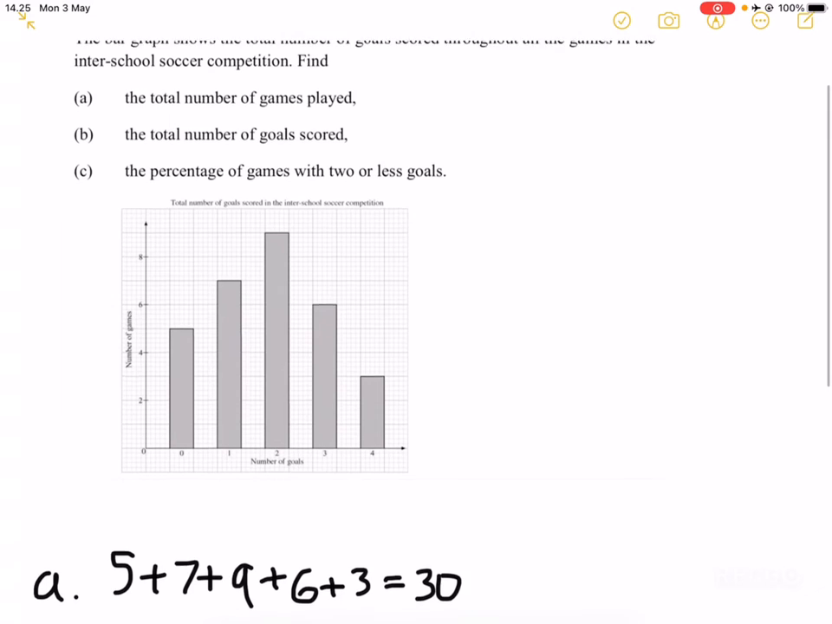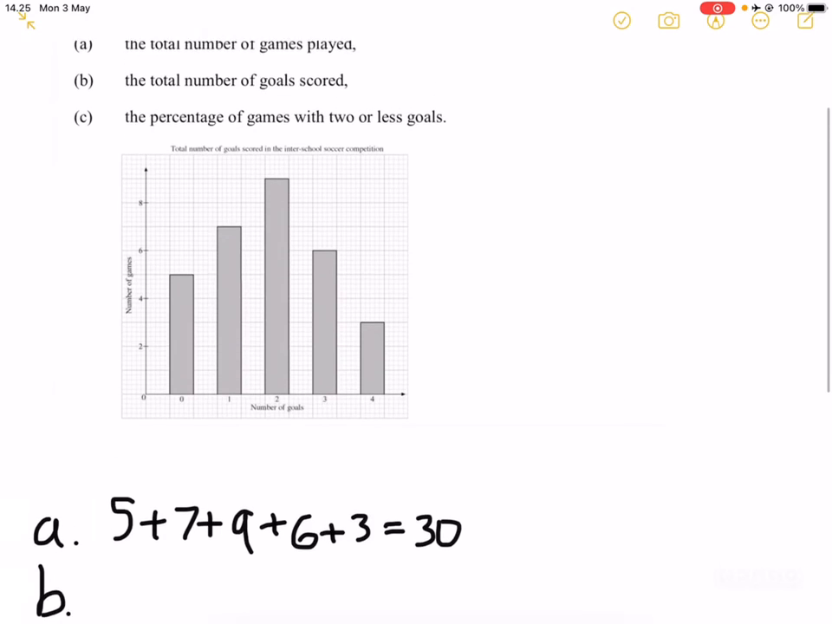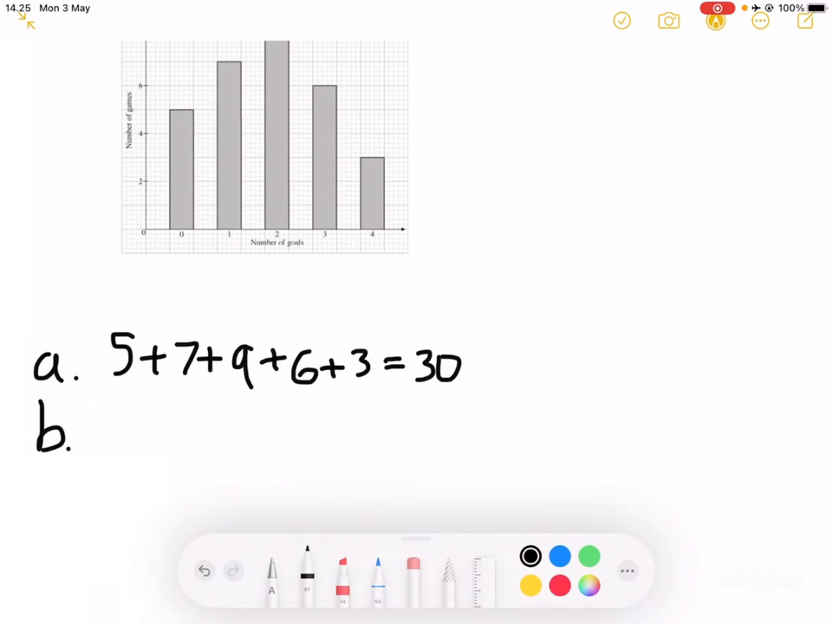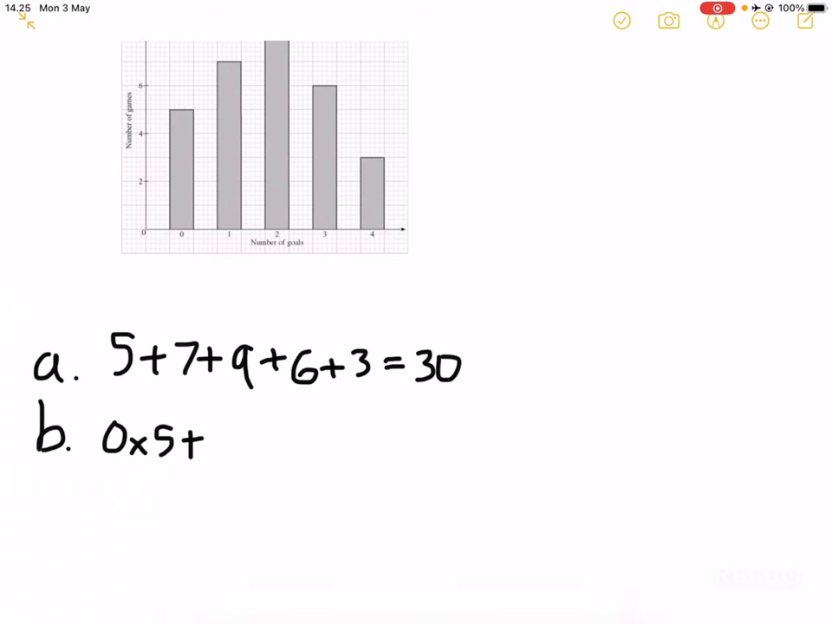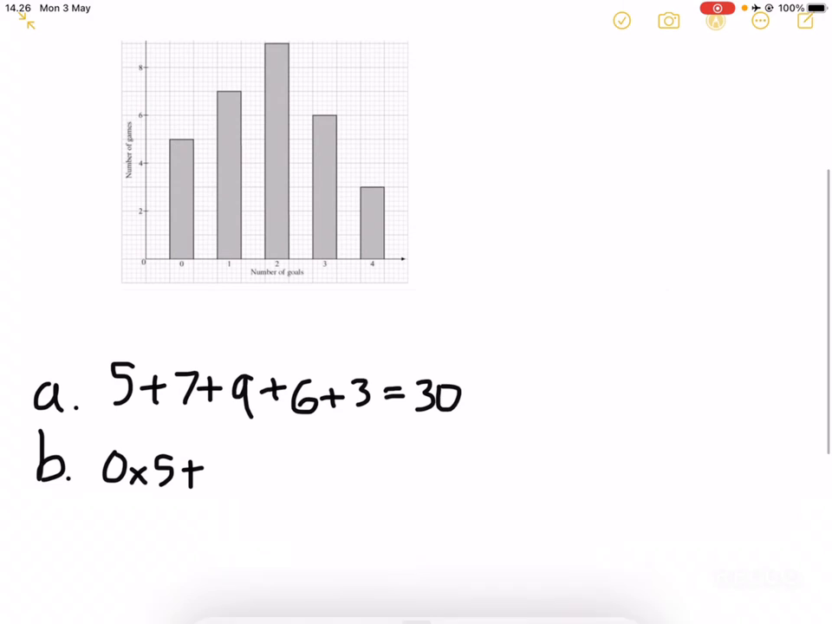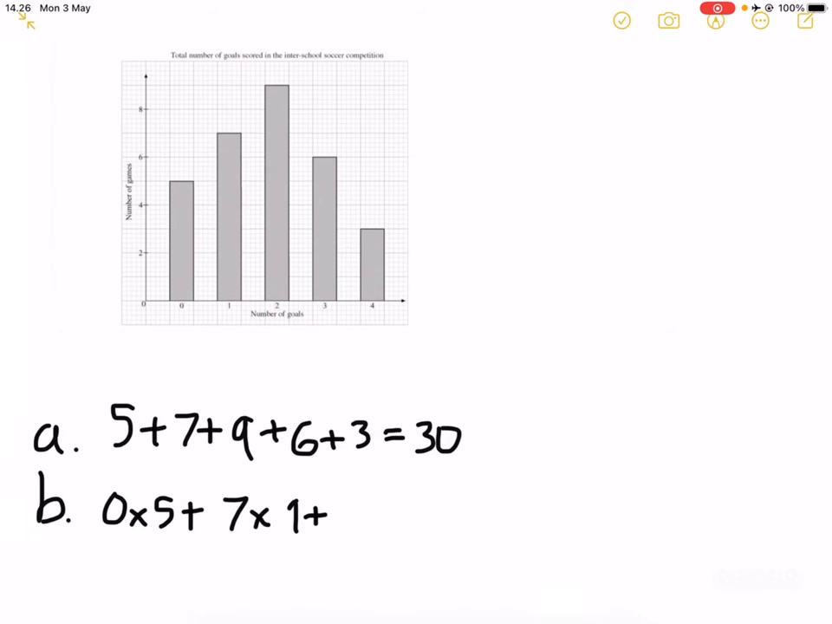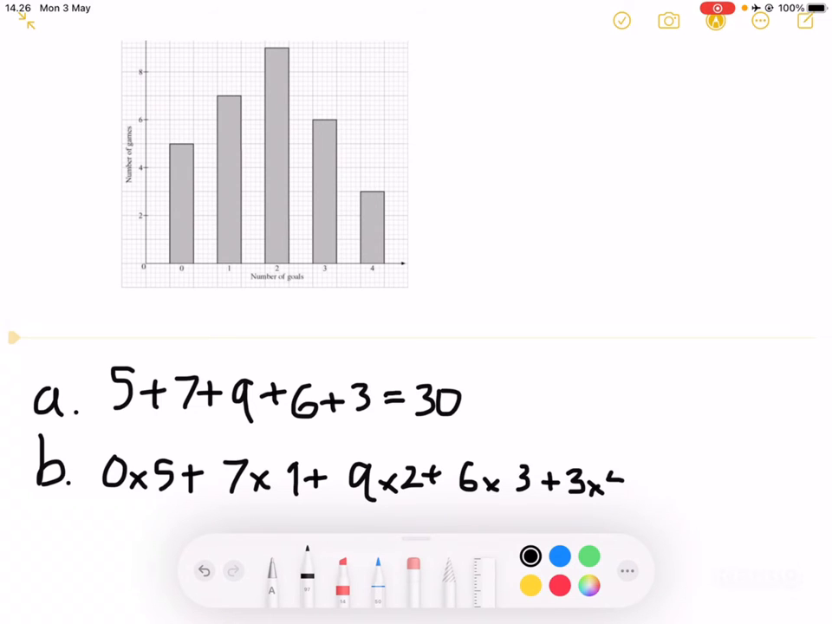For part B, you need to find the total number of goals scored. First of all, the number of goals scored in games with 0 goals, which will be 0 times 5, which is obviously 0, plus the number of goals scored in any games with 1 goal, which will be the frequency of that class times 1. And you can just continue that, which leaves an answer of 55.